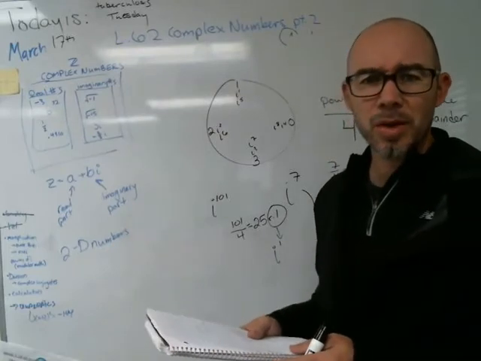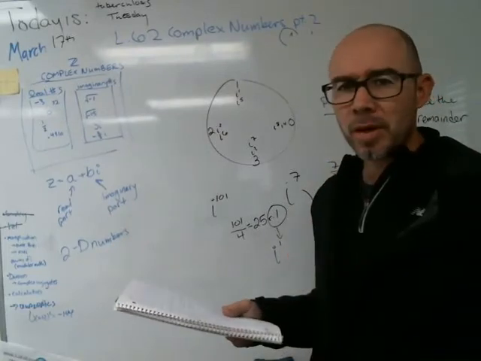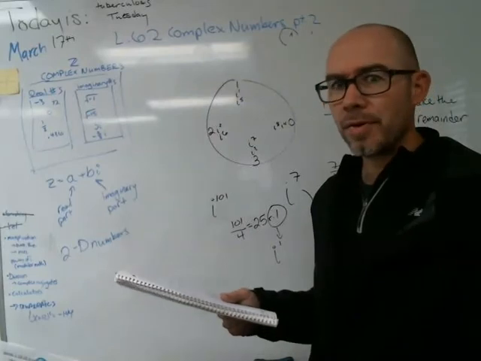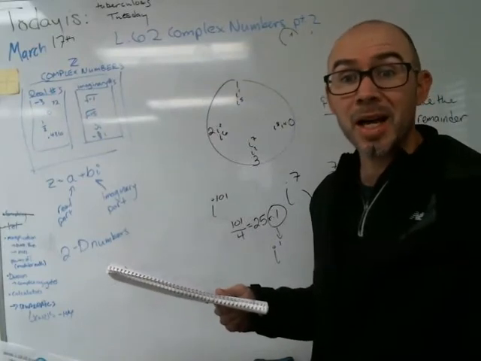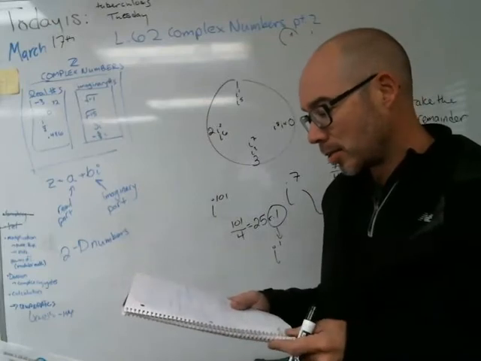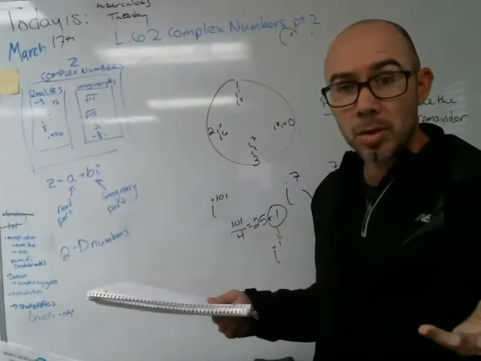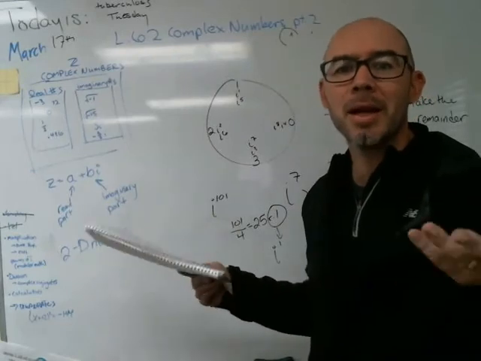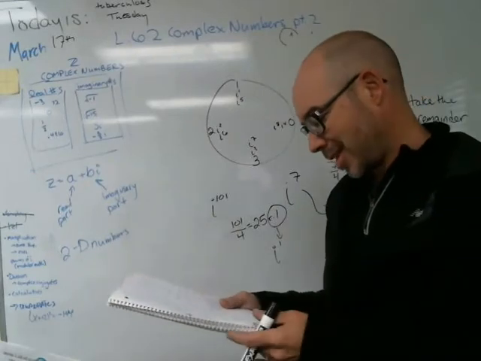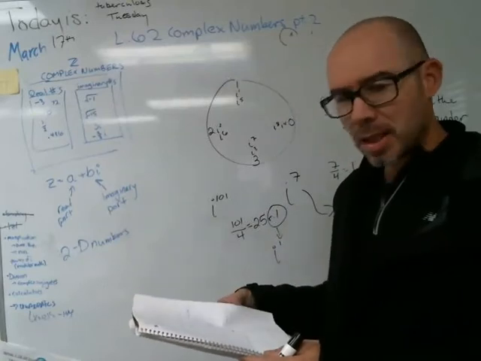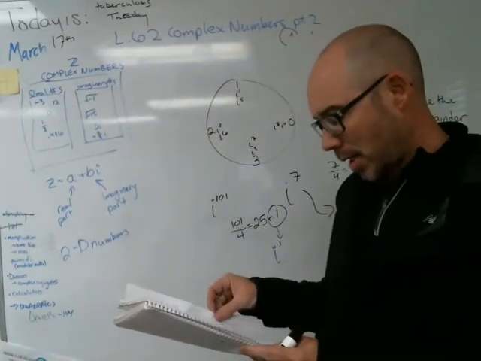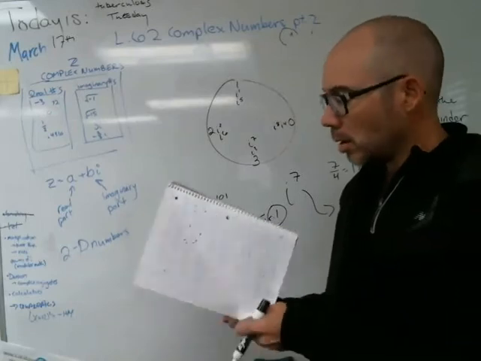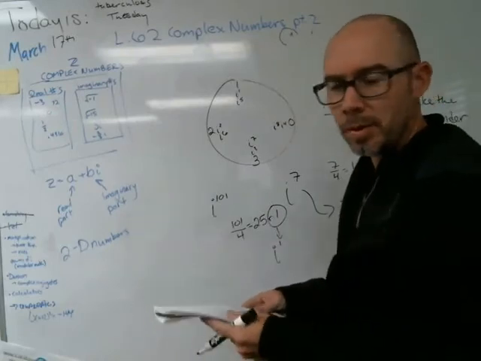How about i to the 23rd? 23 divided by 4, that's 5 remainder 3. i cubed is the same thing as i to the 23rd power. i cubed is i squared times i, so we get negative i. And that's your answer. Basically, every time you multiply by i, you get a 90-degree rotation. We'll explain that some other time.